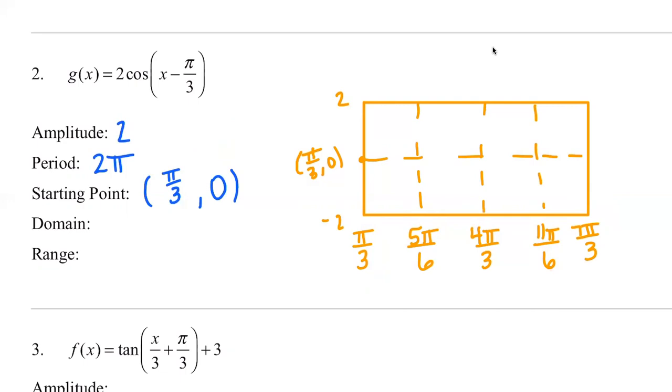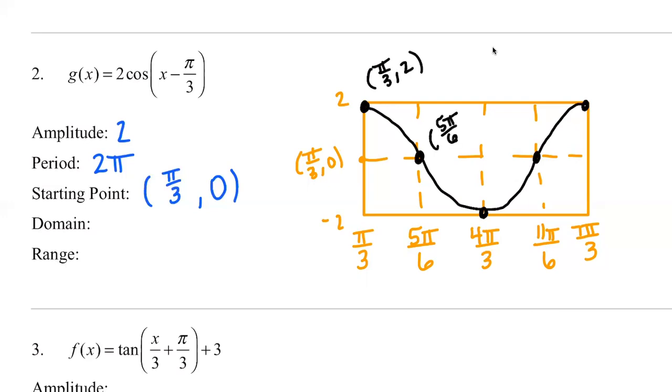Now we have a cosine curve. A cosine curve starts in the corner of our frame. So I know that this is our starting point. That's where our frame starts. But then we will begin to draw our curve, since it's a positive cosine curve, in the top corner. So we have pi over 3, 2; 5 pi over 6, 0; 4 pi over 3, -2; 11 pi over 6, 0; and 7 pi over 3, 2.